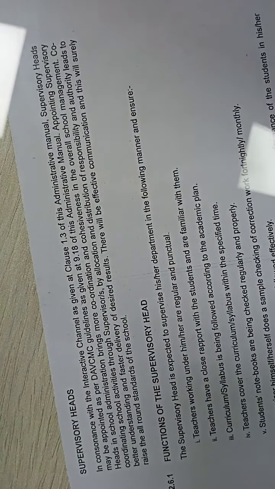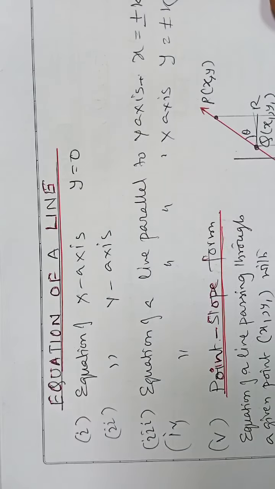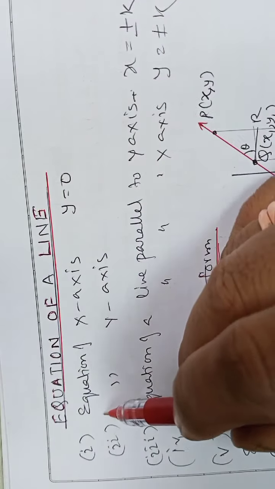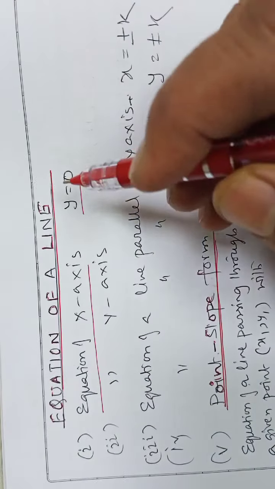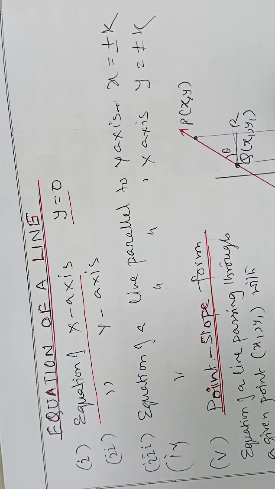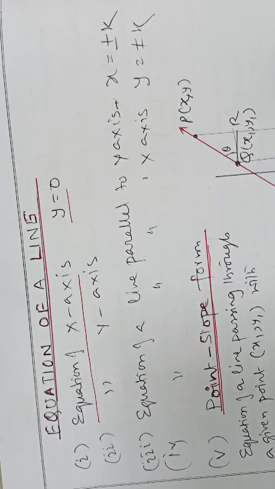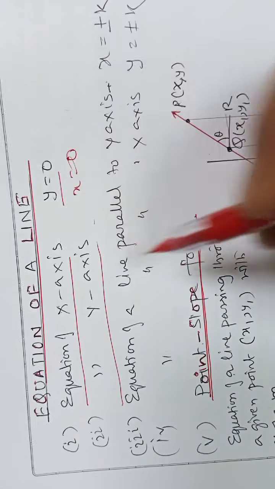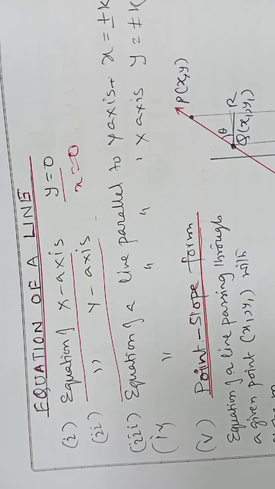So much time is left, so we'll do some derivation. Derivation of the formula, equation of a line in different forms. The equation of a line we get in different forms. First of all, the equation of the x-axis is y equal to 0. Every point on the x-axis has y equal to 0, no? Similarly, the equation of the y-axis is x equal to 0. These are common 1 mark questions.